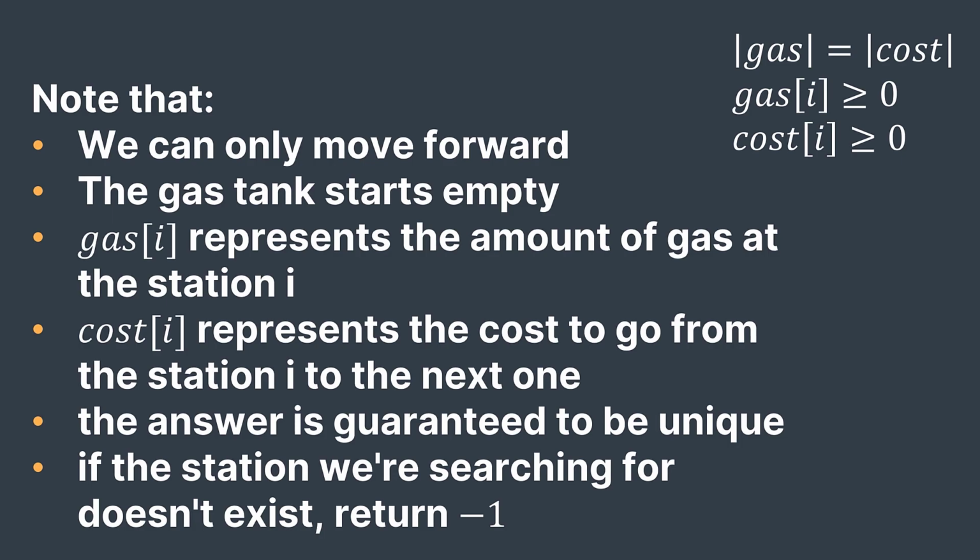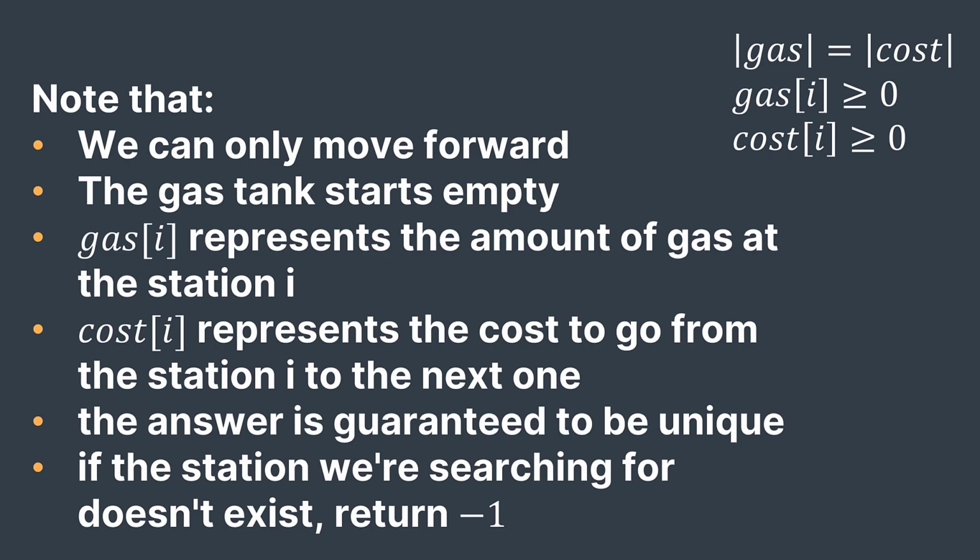The gas tank starts empty. Gas of I represents the amount of gas at the station I. Cost of I represents the cost to go from the station I to the next one. The answer is guaranteed to be unique, and if the station we're searching for doesn't exist, return -1.